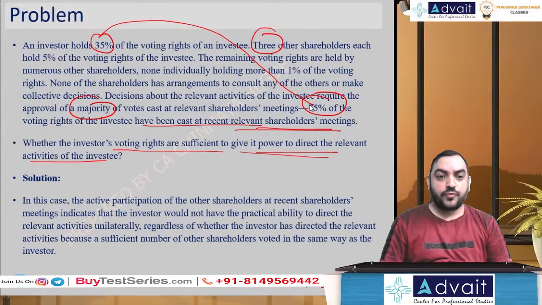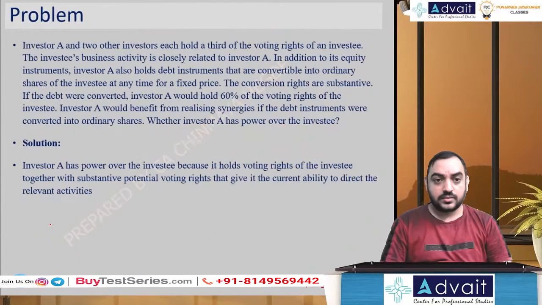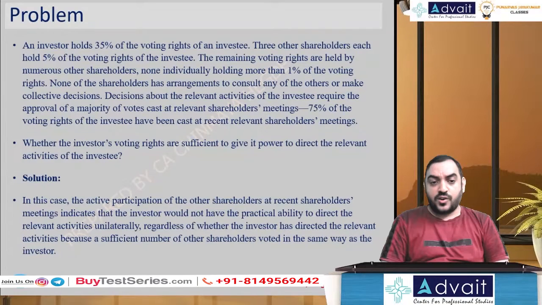In this case, the active participation of other shareholders at recent meetings indicates the investor would not have the practical ability to direct the relevant activities unilaterally, so you cannot do it on your own, regardless of whether the investor has directed the relevant activities, because a sufficient number of other shareholders voted in the same way as the investor.